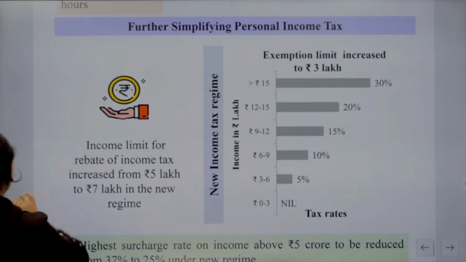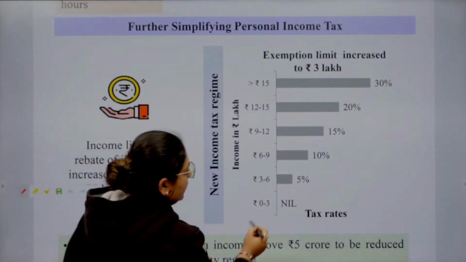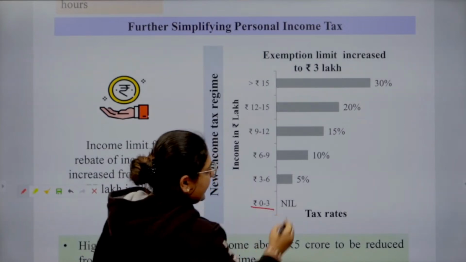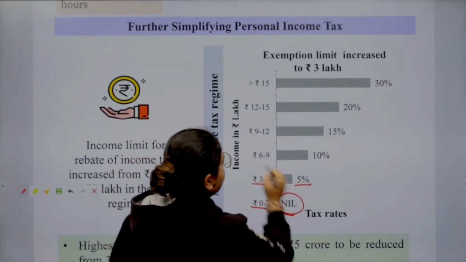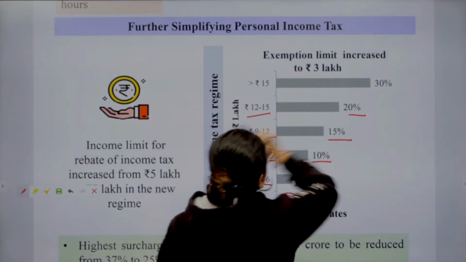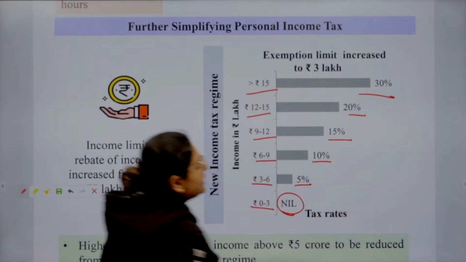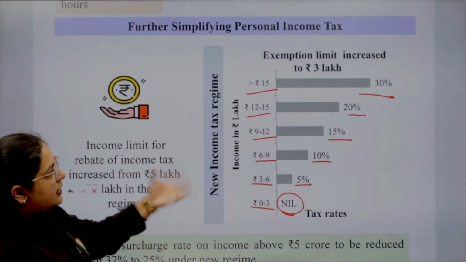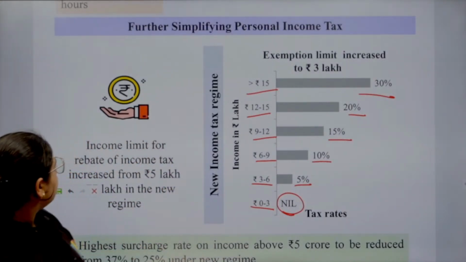So this is the new taxation limit. From an annual salary of 0 to 3 lakh, nil tax; 3 to 6 lakh, 5%; 6 to 9, 10%; 9 to 12 lakh, 15%; 12 to 15, 20%; more than 15 lakh is 30%. So this is the new tax limit which has been given.